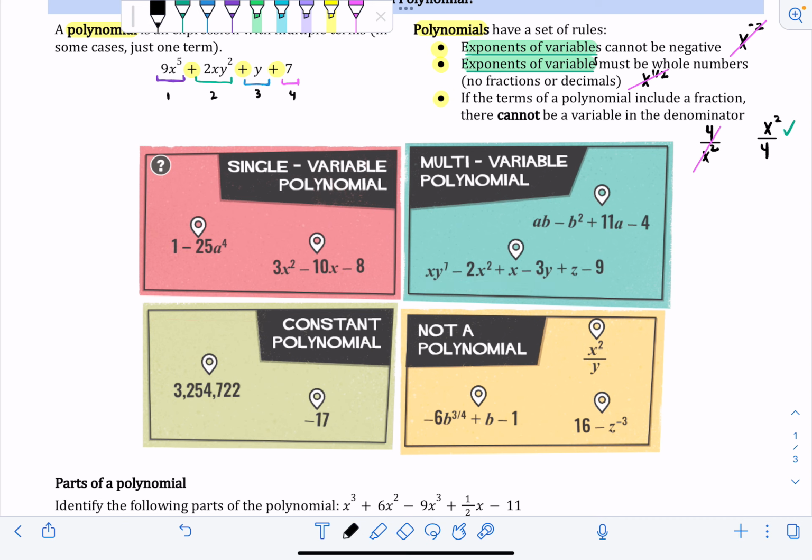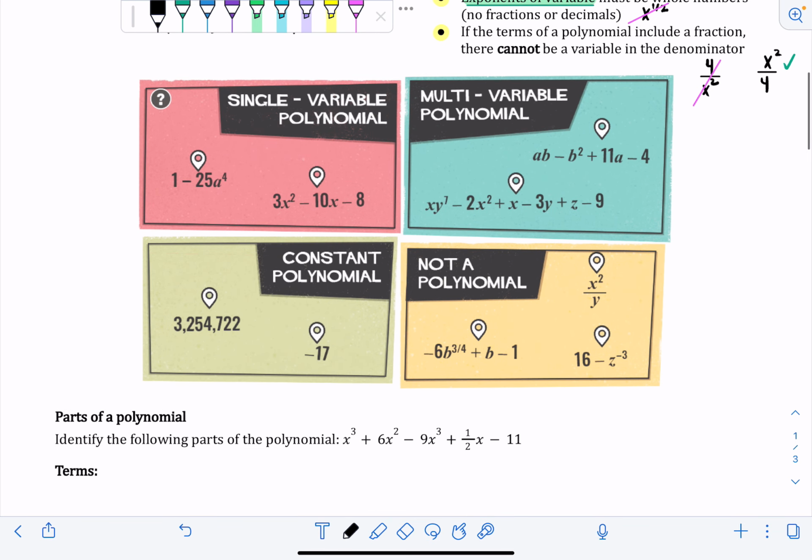Okay, moving down to the green, the lower left. Okay, so the lower left, you can see it's titled constant polynomial. A constant is another word for a number that is not being multiplied by a variable. So because it's not being multiplied by a variable, it's constant, meaning it's not changing. So for example, let's take this 3x squared term. Depending on what x is, the value of that term would change. Like if x equals 1, that's different than if x were equal to 2.